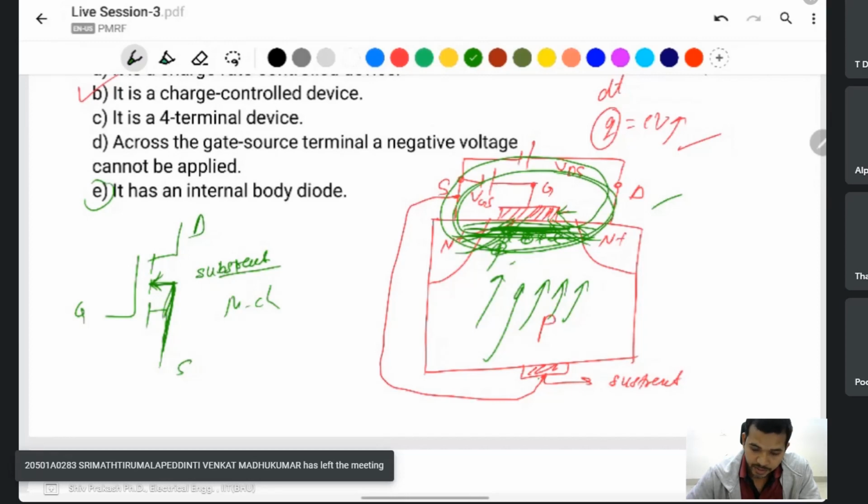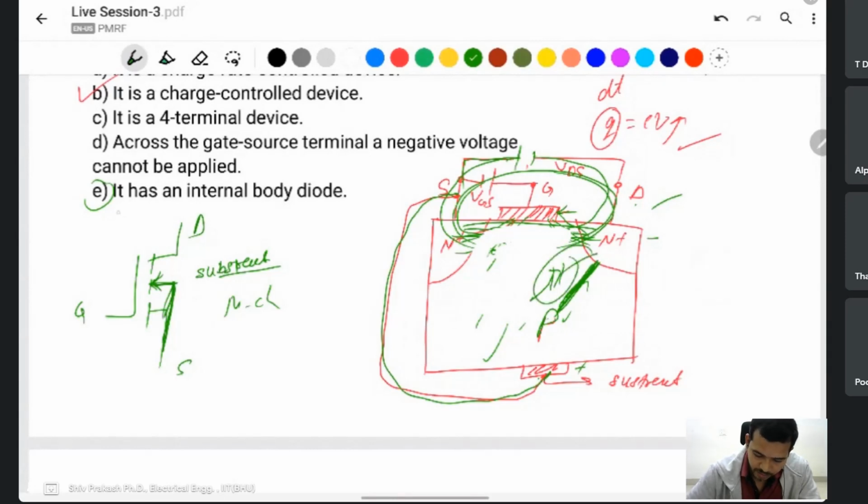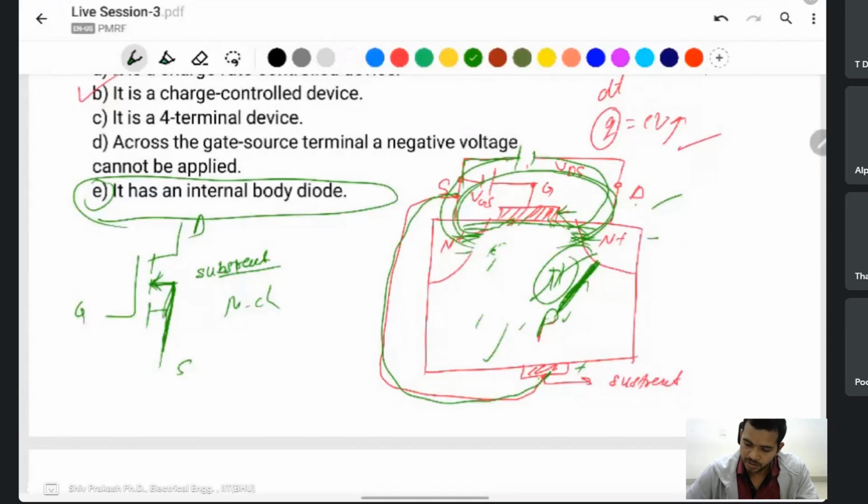If you apply here, remove it, and if you apply to VDS this one positive and this one negative, then this one is connected to the positive, and the substrate is connected to the source here. It means the source side is positive and the drain is negative, then it forms a PN junction diode here. This is the internal body diode of the MOSFET when you apply the negative voltage to the VDS.